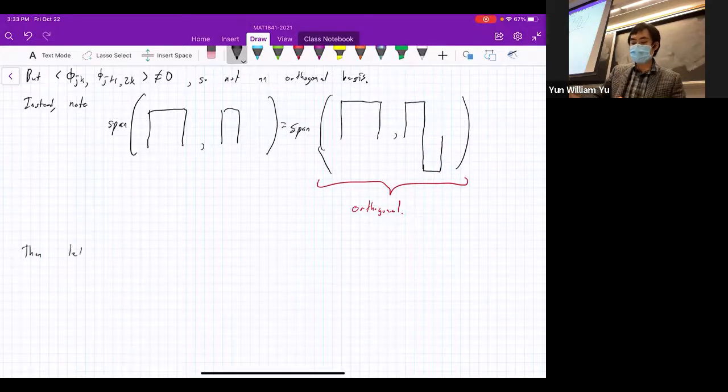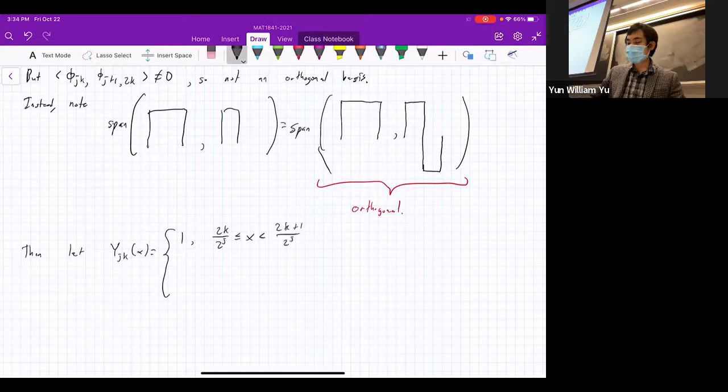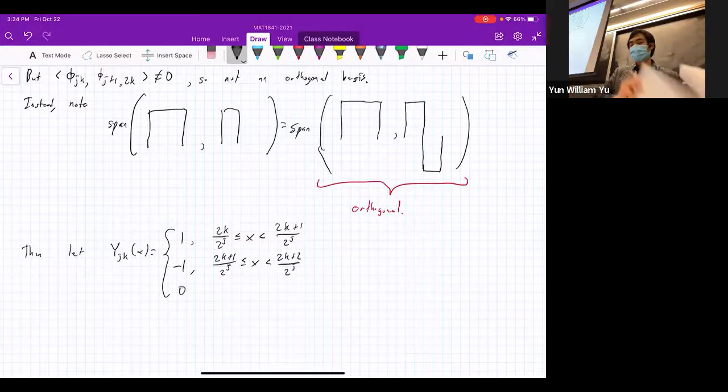So now we're going to let psi sub jk of x be equal to, and this is going to be a little bit more complicated, 1 for 2k over 2 to the j less than or equal to x less than 2k plus 1 over 2 to the j. It's going to be minus 1 between 2k plus 1 over 2 to the j and 2k plus 2 over 2 to the j, and it's going to be 0 elsewhere.